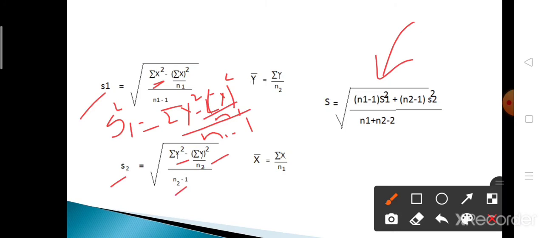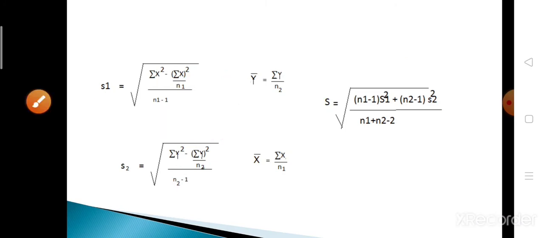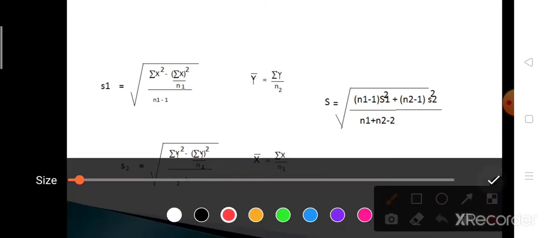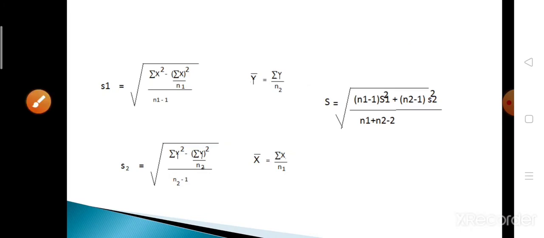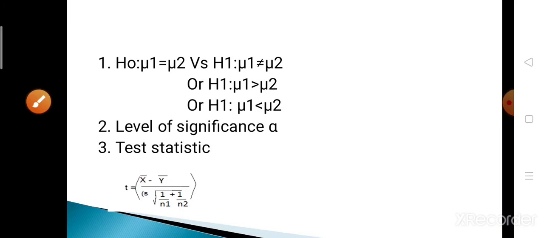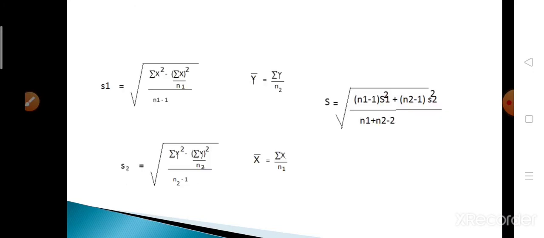Let n2 be the sample size for the y variable. Then how to calculate x bar and y bar? X bar is calculated as summation x divided by n1, and y bar is calculated as summation y upon n2, and s is calculated as the square root of (n1 minus 1) s1 square plus (n2 minus 1) s2 square, whole divided by n1 plus n2 minus 2. So the test statistic formula is x bar minus y bar divided by s into square root of 1 upon n1 plus 1 upon n2.